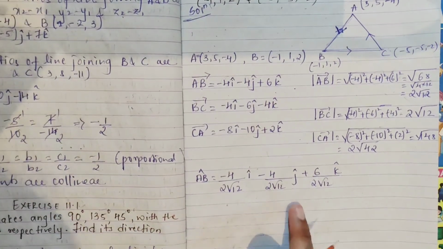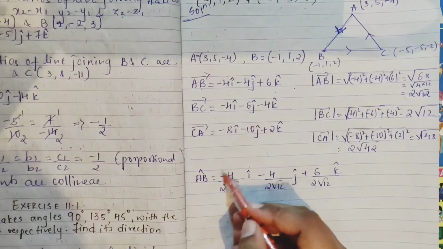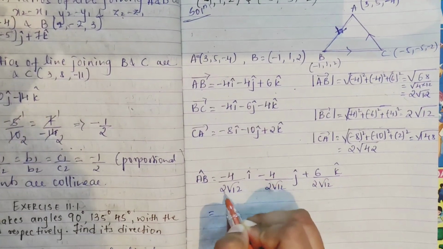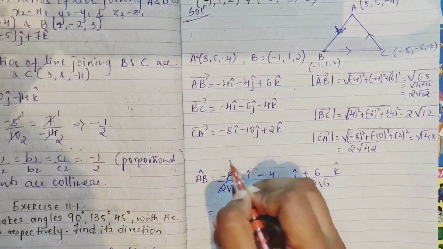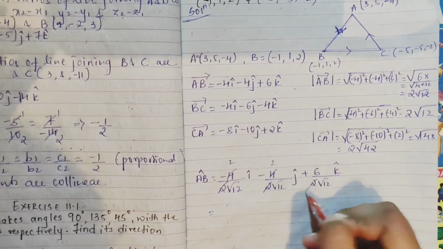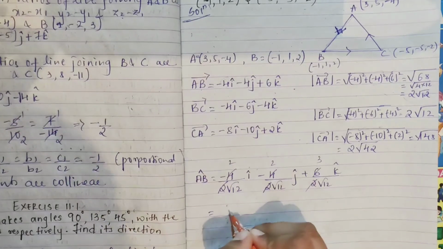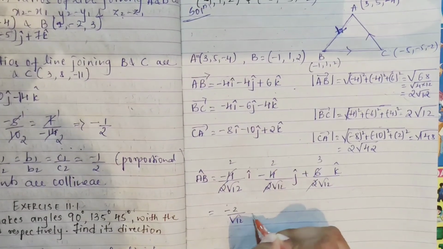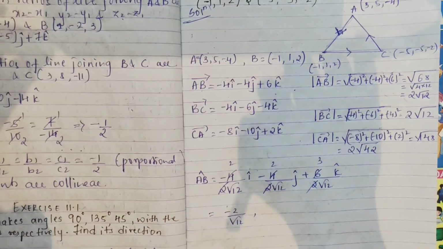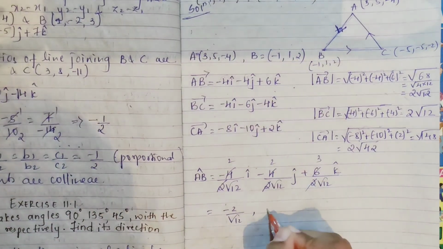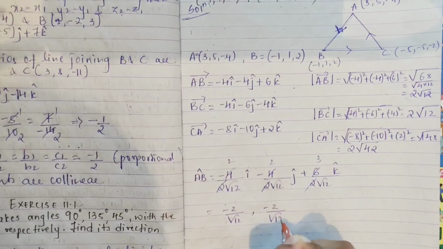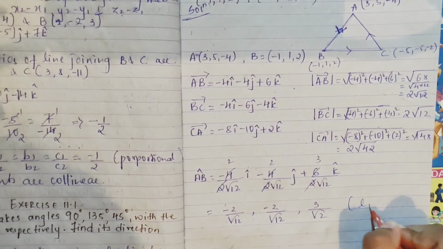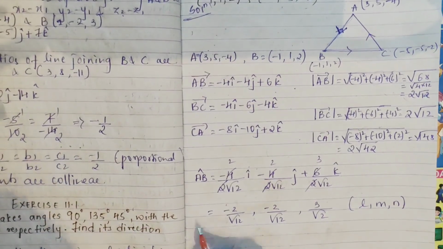So the direction cosines will be your l, m, n. Simplifying, 2 twos are 2, 2 threes are 6. So you'll get minus 2 by root 17, minus 2 by root 17, 3 by root 17, which are l, m, n, the direction cosines of your AB cap.